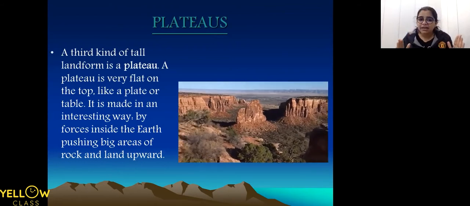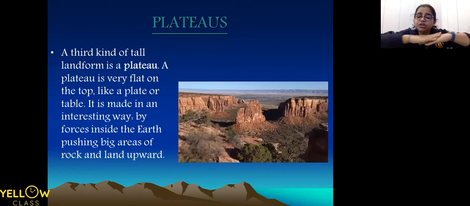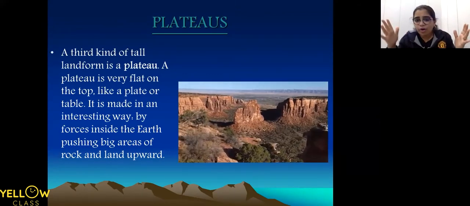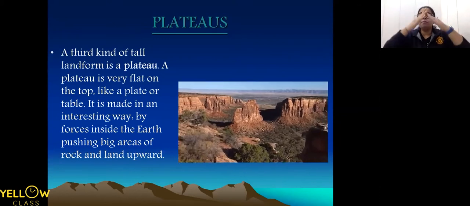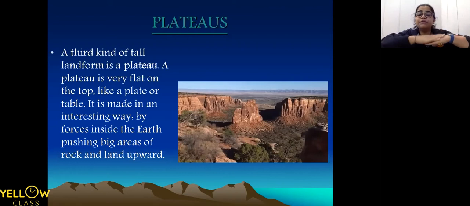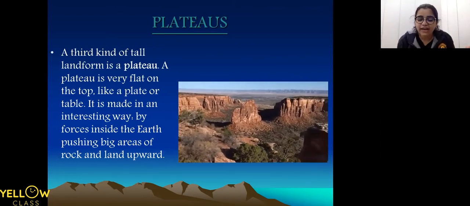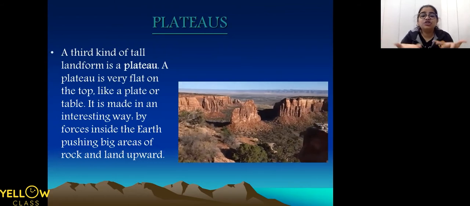Okay, so a plateau is basically very, very flat from the top. It rises above the land just like a hill or maybe a mountain, but it is not pointed, not round, but it is flat from the top. All right, like a plate, like a table. You all have tables at home, so just like that.